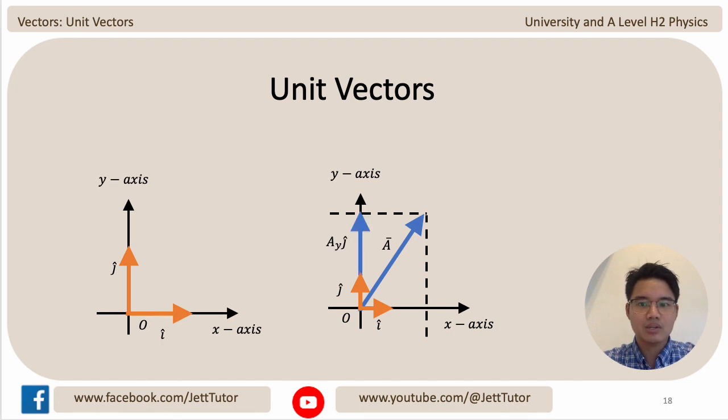j hat is the direction and size of vector A in the y direction. Ax i hat is the direction and size of vector A in the x direction.